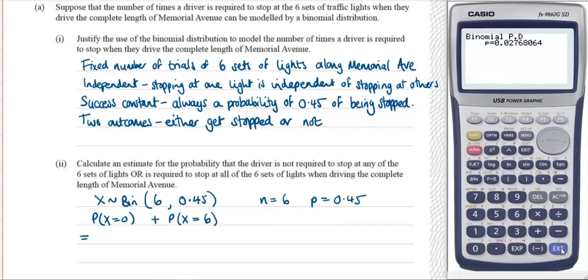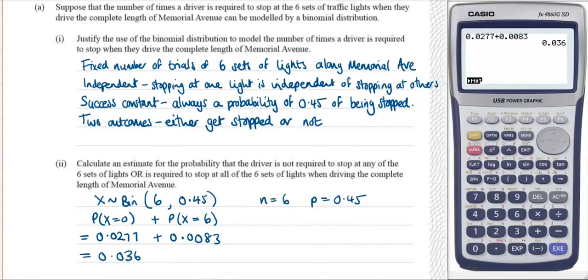So we have 0.0277, we'll round that. And then we'll go back and we'll do the same, but this time putting in x is 6. And that's 0.0083. And that comes to 0.036.